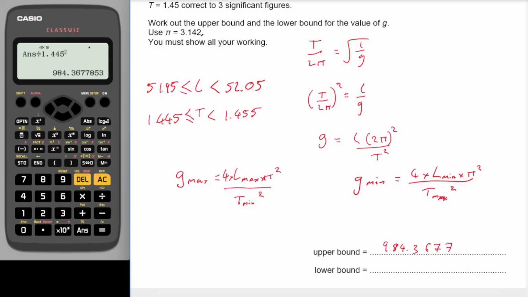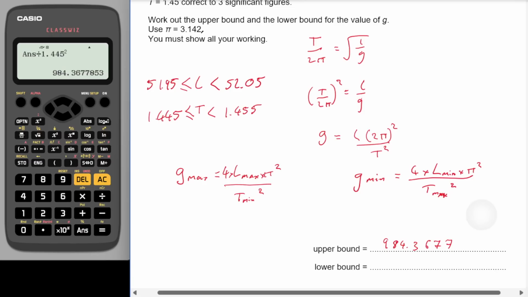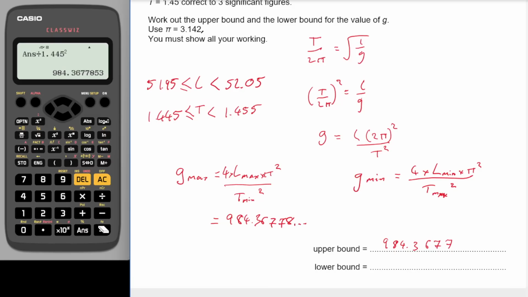Trying to work out how accurate to go. Does the question give us an indication? Doesn't really. So I'll go without rounding, 984.36778, and then we'll go to 3 decimal places.